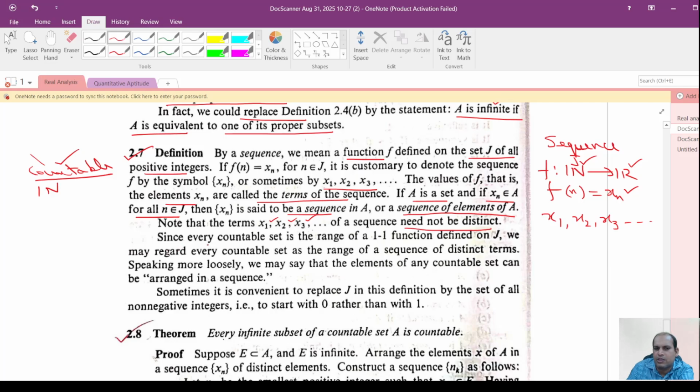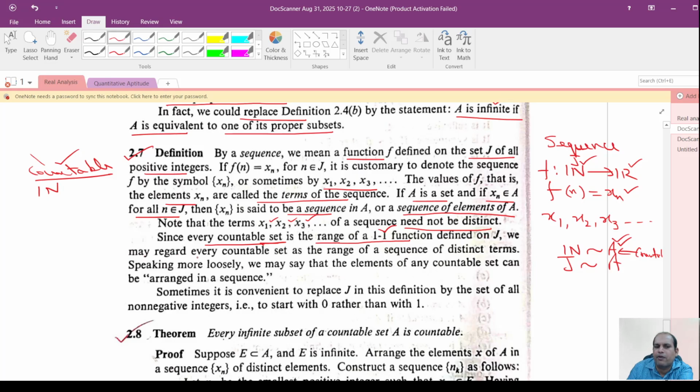Since every countable set is the range of a 1-1 function as per the definition of countable, if any set A is countable, then there should exist at least one map from J to A, at least one bijective map between the set of natural numbers and the set which we are claiming to be countable. So this is the reason why every countable set is the range of a 1-1 function defined on the set of natural numbers.